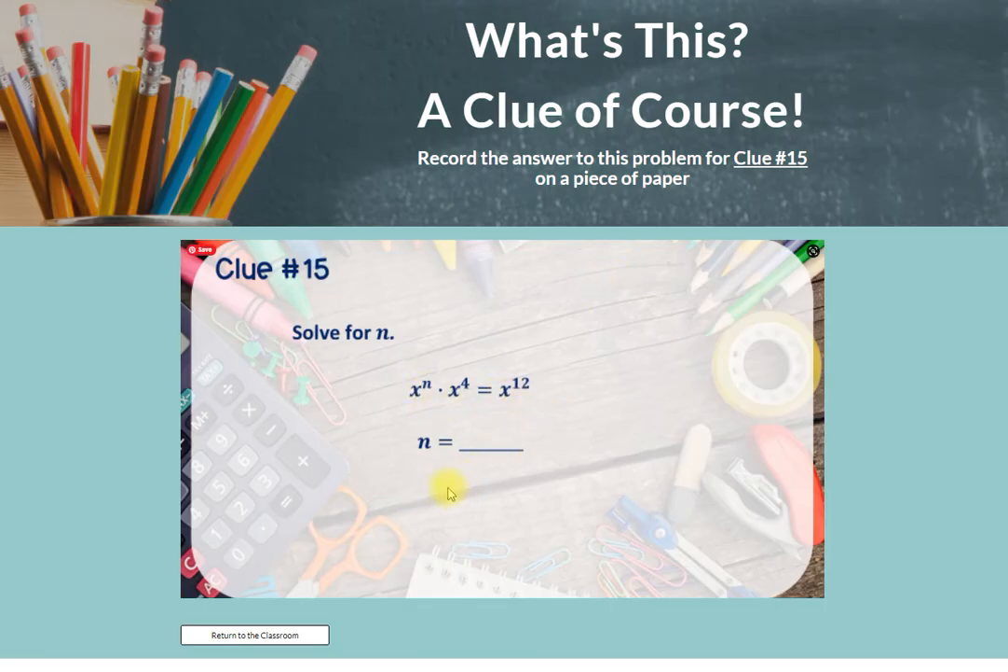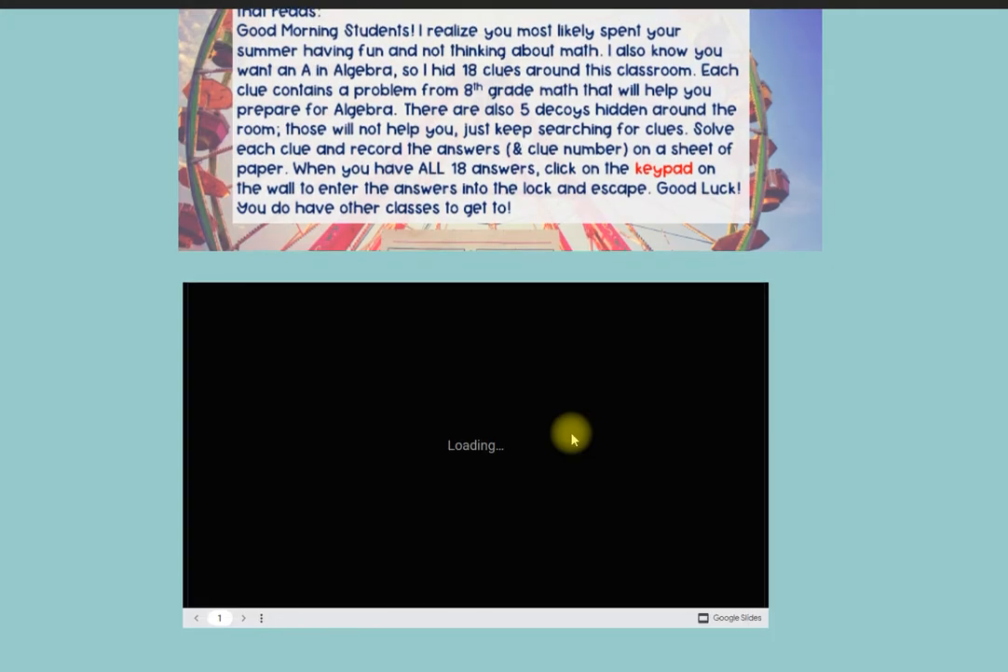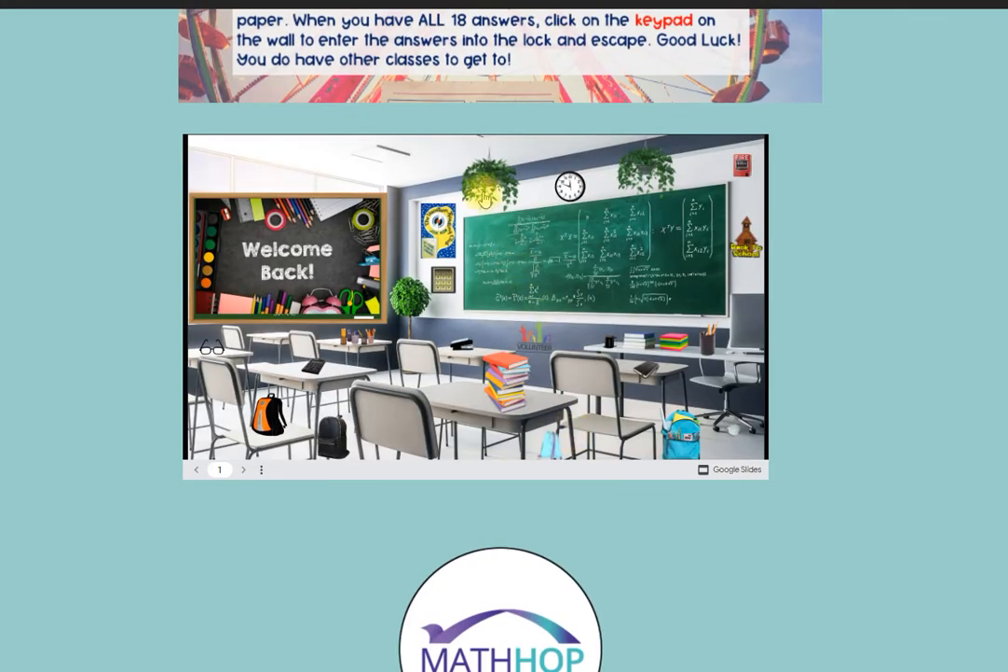So like I said, they keep searching the classroom, looking for clues. Remember properties of exponents. You know they don't remember that, so they need to remember that. This is a really fun way for them to review everything they should remember and they need for your class.